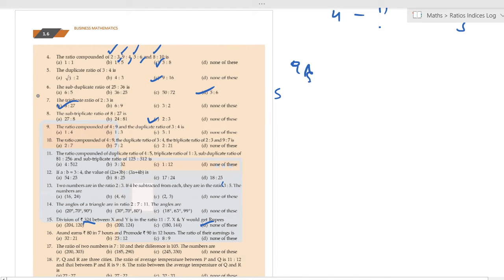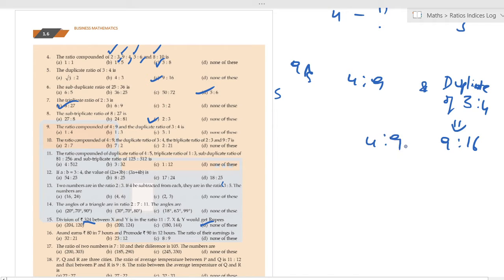Ninth answer. The ratio compounded of 4 is to 9, duplicate ratio of 3 is to 4 and duplicate ratio of 2 is to 4. What is the duplicate ratio of 3 is to 4? 9 is to 16. 3 square is to 4 square. And 4 is to 9.